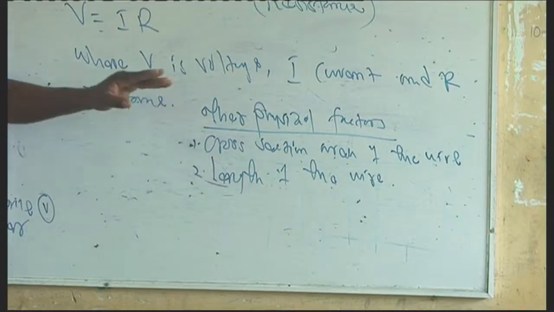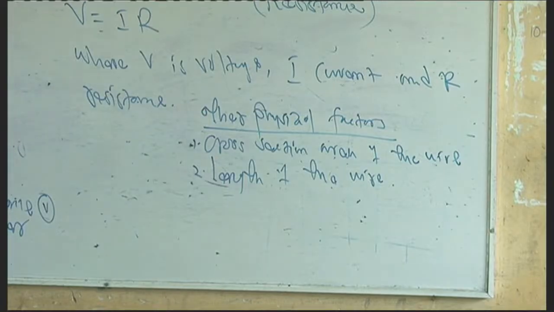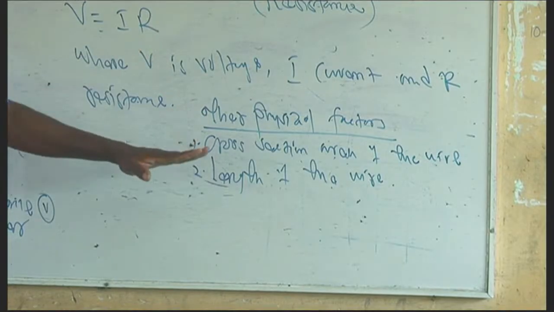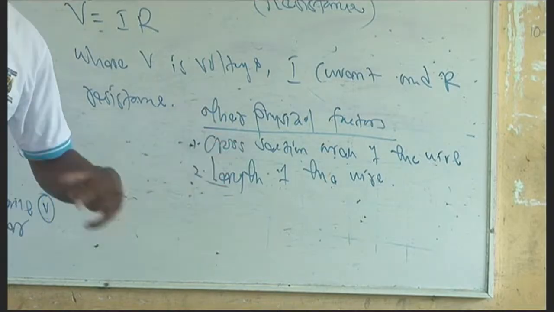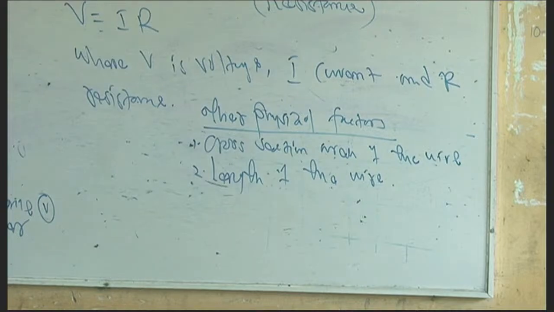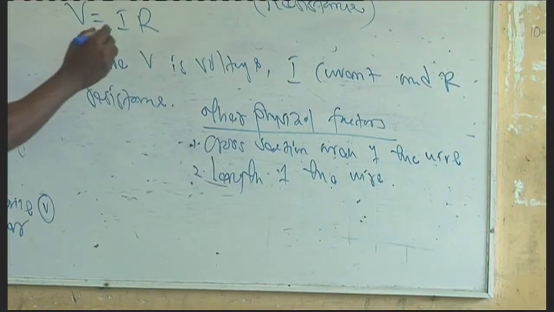It means for a given practical, for a given experiment, you need to maintain the length and also maintain the thickness or the cross-section area of the wire used in that experiment. Those are the other two physical factors which we can say may affect Ohm's law. Now there is this thing which we call resistance.